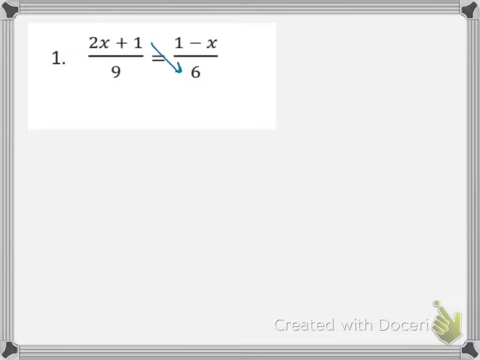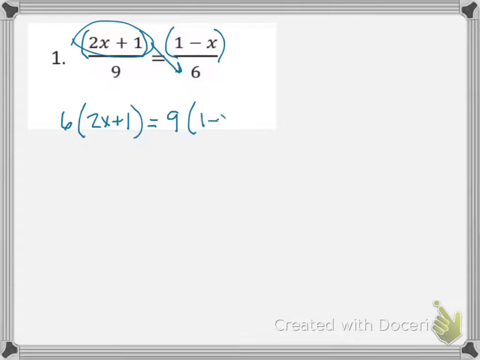So let's try this again. 6 times the quantity 2x plus 1. Notice these aren't in parentheses, but I'm making them parentheses because I need to multiply the 6 times this entire expression. And that's equal to 9 times the quantity 1 minus x. All right, and then we use the distributive property. 6 times 2x is 12x, plus 6 times 1 is 6, equals 9 times 1, that's 9, minus 9 times x is 9x.